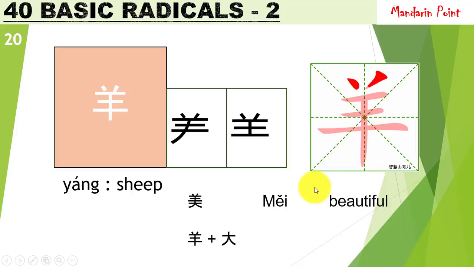So that's all about today's lecture. We have successfully completed 40 most common Chinese radicals. And in our next video, we're going to start HSK1. And I am sure that the HSK1 course will be very effective, integrated, and very simple for beginners.